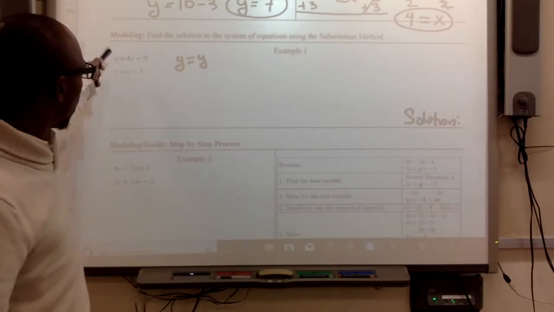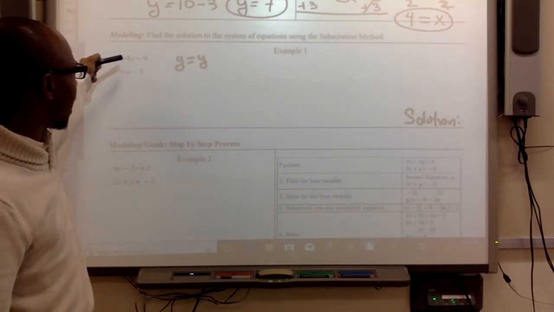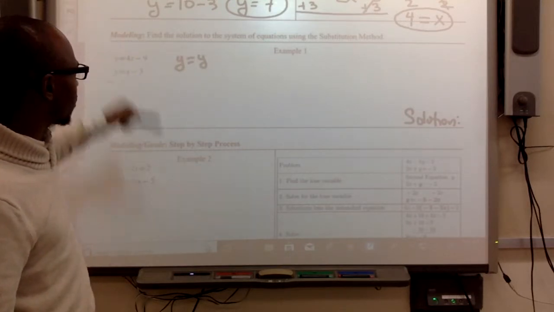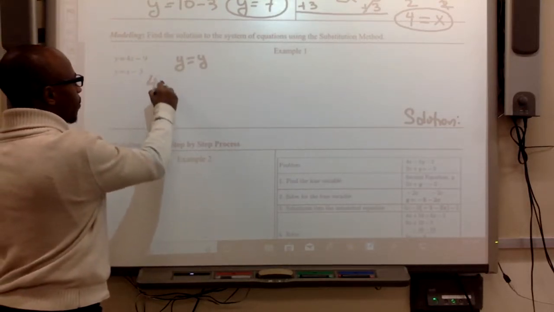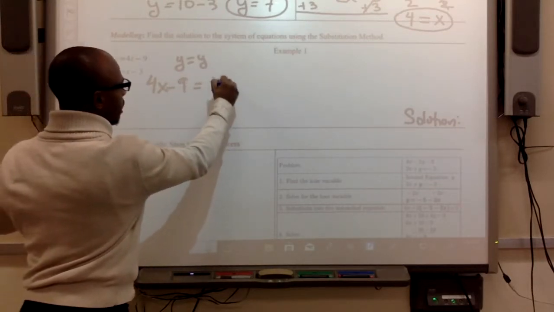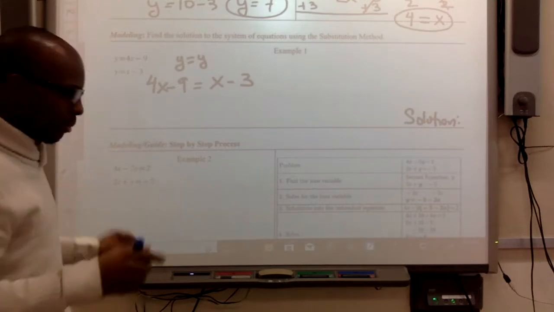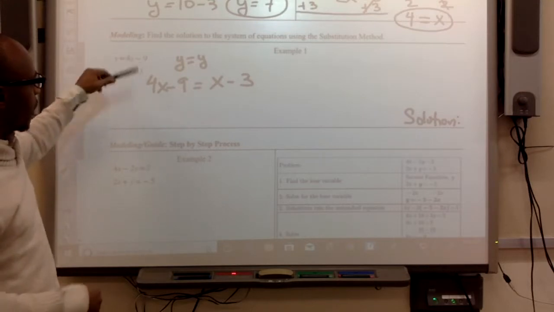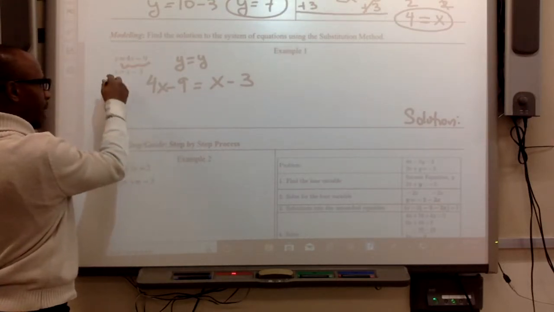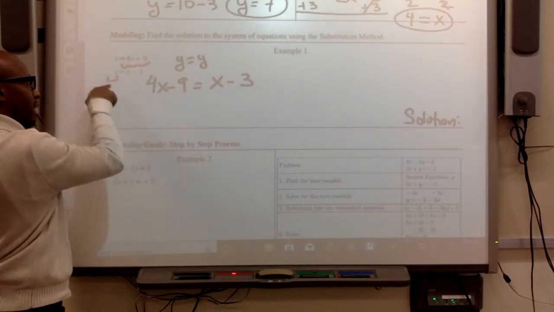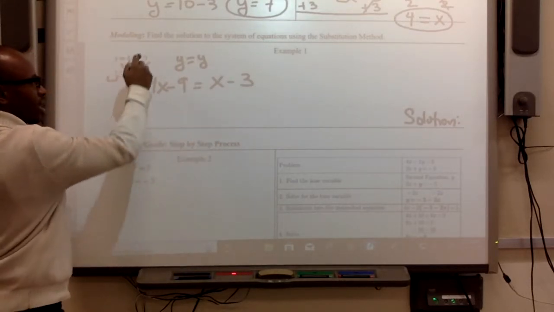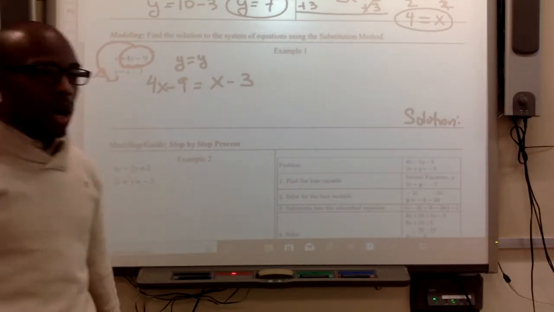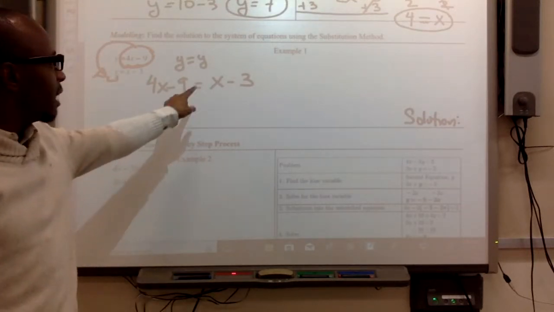So in this case, since y is equal to y, I can also say 4x minus 9 is equal to x minus 3. What I'm doing in essence is substitution. Since I know this is y, instead of having y there, I can put 4x minus 9 is equal to x minus 3. So I substituted all of this into y, to make it where now it's 4x minus 9 is equal to x minus 3.